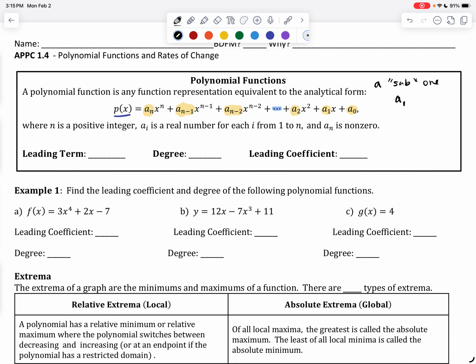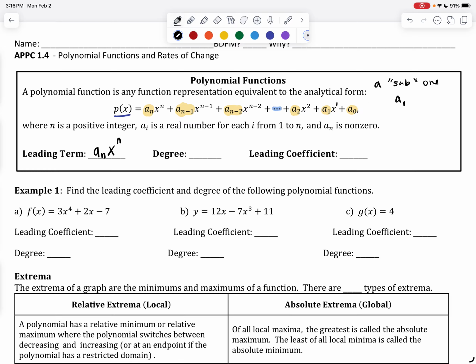The leading term, this is going to be the coefficient and the variable to that highest power. So notice how the powers are counting down, n minus 1, n minus 2, and follow the pattern until we get down to 2, an implied 1, and an implied 0, right? X to the 0 power is 1, so there's no x in that last term.